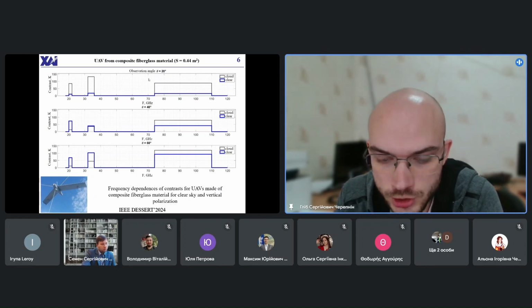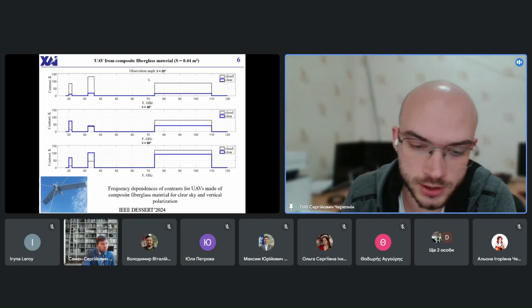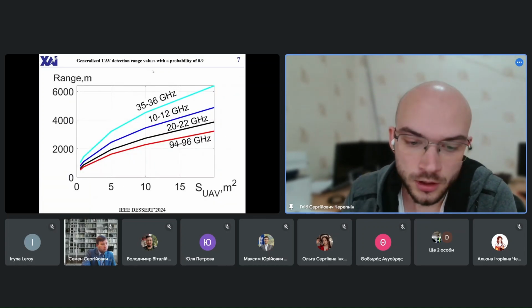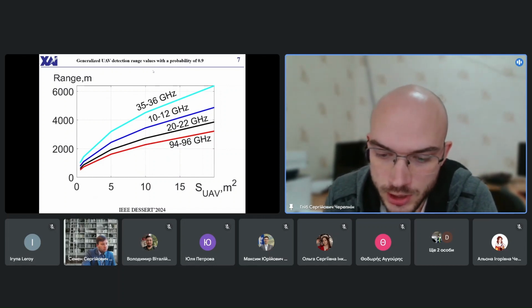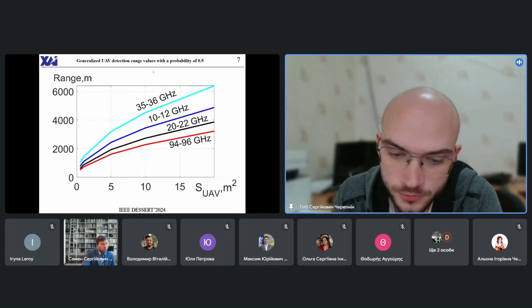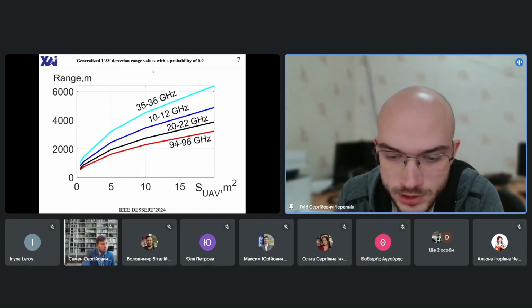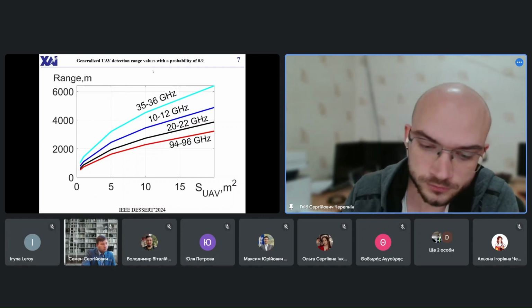Calculations of the ranges of correct detection were carried out depending on the area of the UAV under different weather conditions. The figure shows generalized UAV detection range values with a probability of 0.9 for clear weather with a false alarm probability of 0.01.